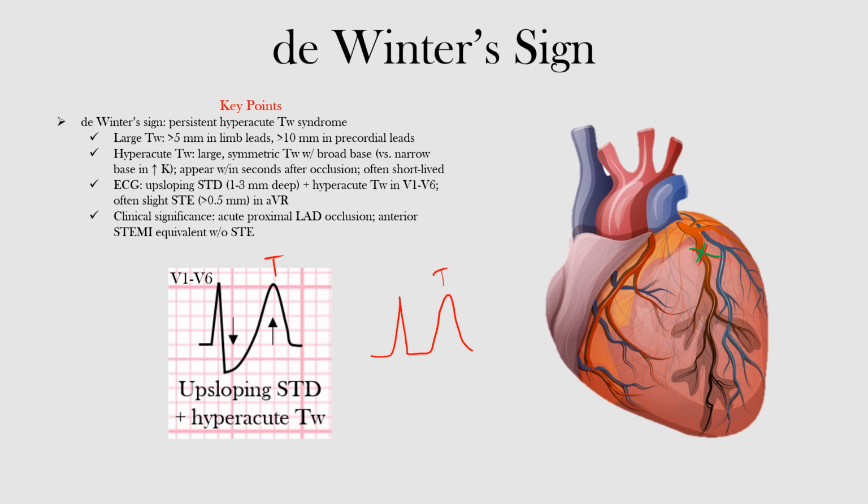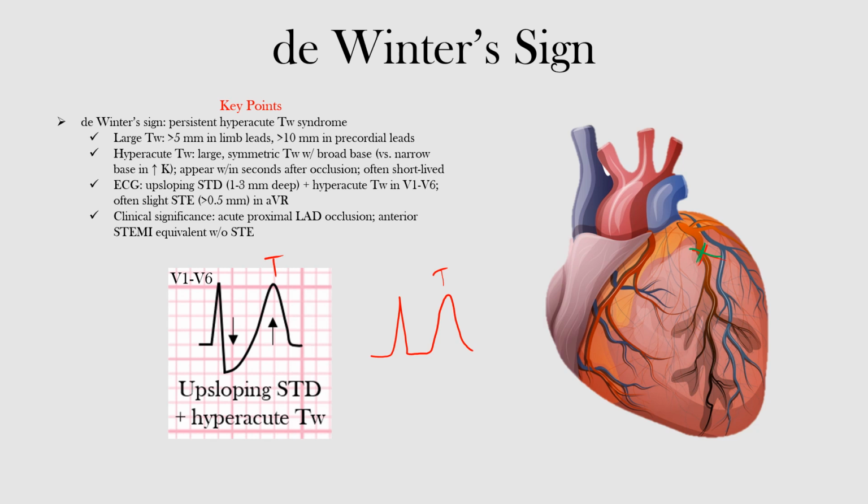And you can think of these hyperacute T waves as the first EKG change in a STEMI, or ST elevation MI. And because they don't last long, remember, these aren't commonly seen in clinical practice. But what if hyperacute T waves did persist longer and even for hours? Well, this is something we call De Winter sign, or sometimes referred to as persistent hyperacute T wave syndrome.